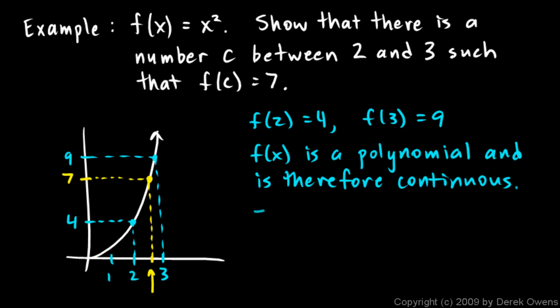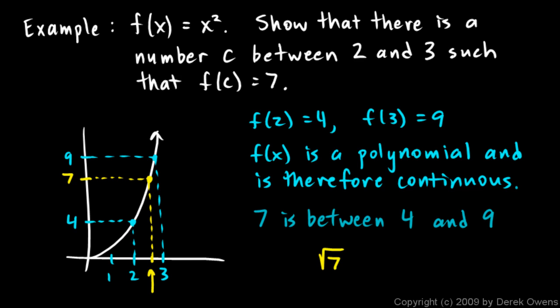And it's therefore continuous, so the intermediate value theorem applies. And then I would say that 7 is between 4 and 9. So there must be some number c between 2 and 3. I'm talking about some number right down here between 2 and 3 such that f of c is equal to 7. And that number would be, we can say what it is, it would be the square root of 7.